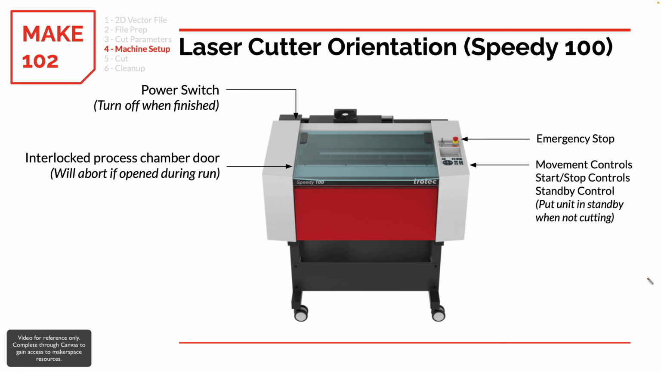Now let's take a look at the physical setup of the laser cutter. This is for the Speedy 100 lasers that we have, but it is very similar for the other laser cutters. There is a power switch. On the Speedy 100, it is located behind this little ridge.